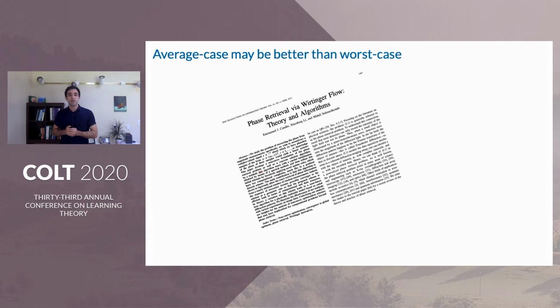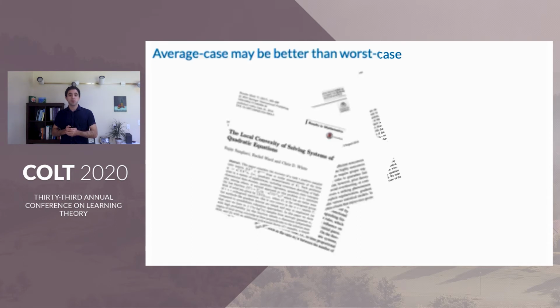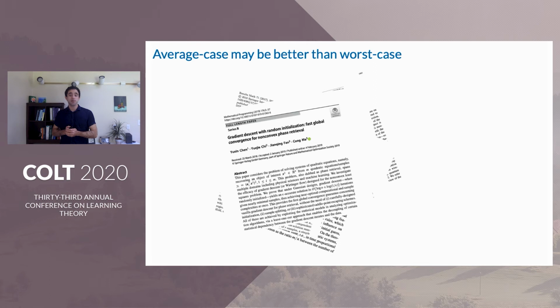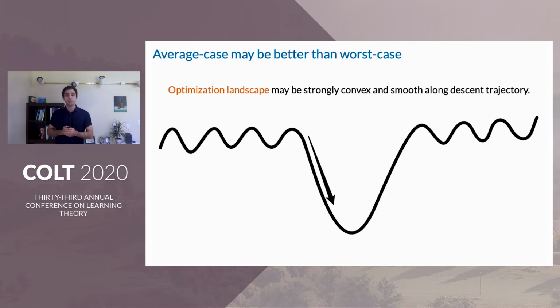In 2015, Emmanuel Candes, Xiaodong Li, and Mahdi Soltanolkotabi showed that gradient descent achieves nearly optimal statistical rates in the phase retrieval problem. Since then, several papers have shown that gradient descent can achieve nearly optimal statistical rates in less time, with more aggressive step sizes, and with less careful initialization. The reason for this surprising success is that in the typical case, the optimization landscape is much nicer than it could be in the worst case.